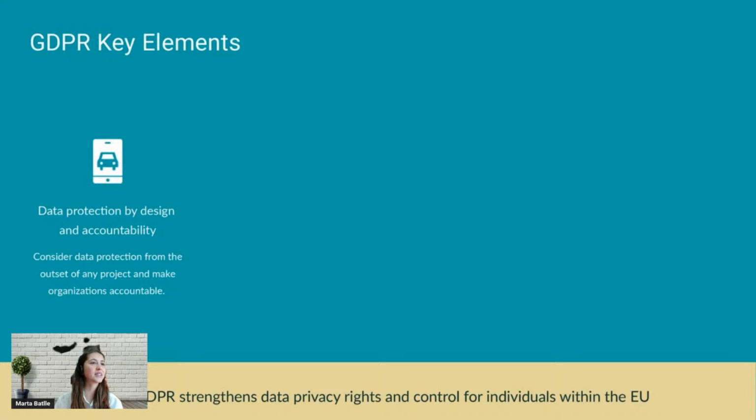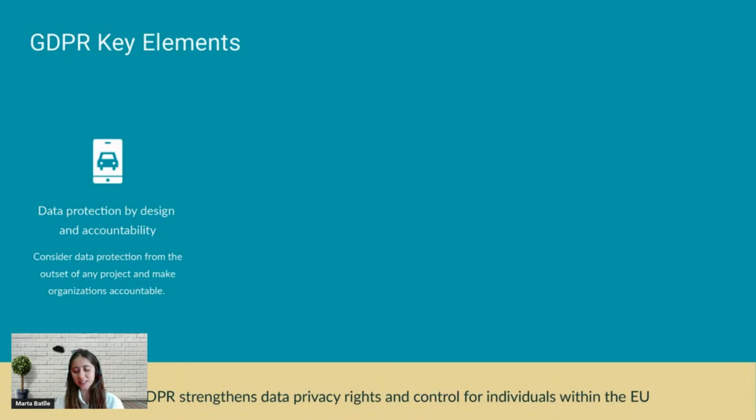The first one is data protection by design and accountability, right? Data protection by design and accountability basically requires organizations to implement measures like pseudonymization, encryption, and data minimization to ensure privacy and security throughout the data lifecycle.